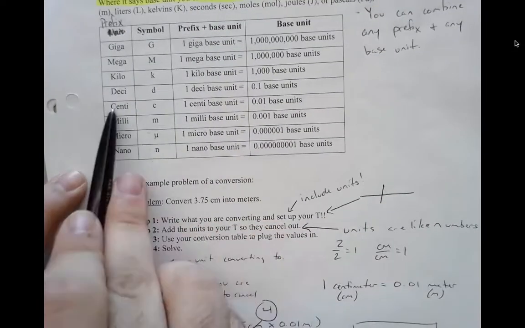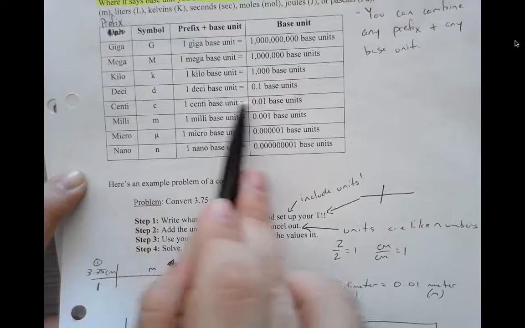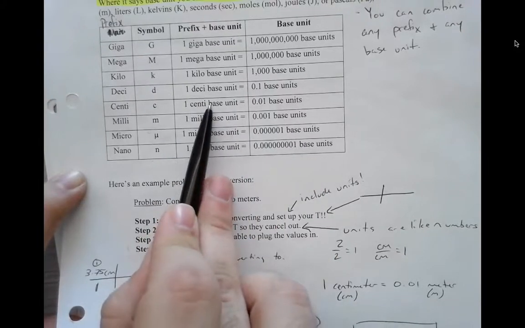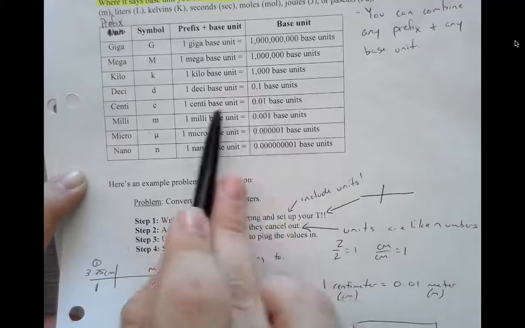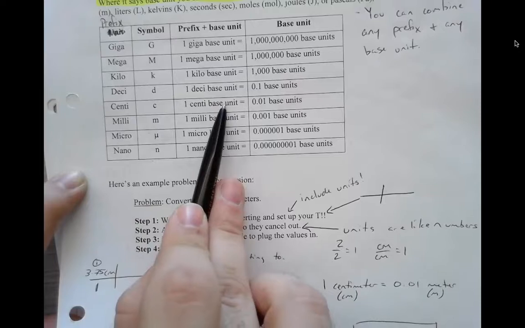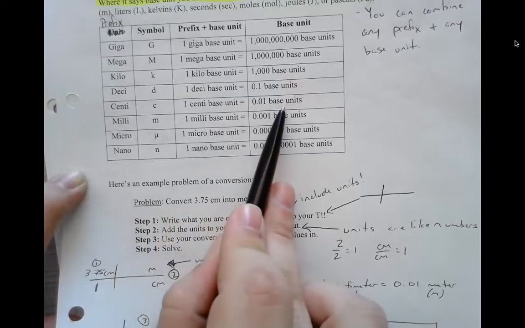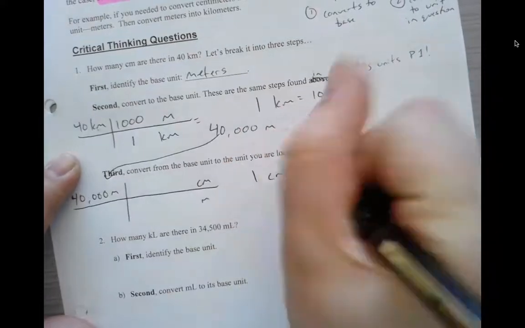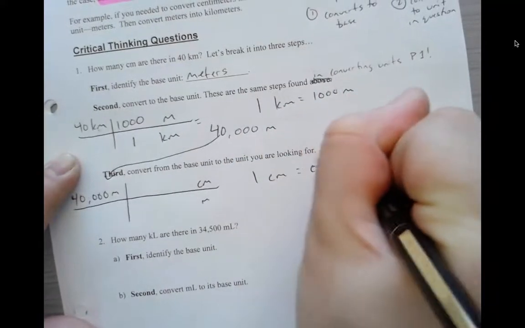Then we go back to our table to find our conversion factor. We look at the centi row. So the centi row is right here. Where it says base unit, we can put in any unit. So we can substitute in meters because that's the base unit we're working with. Then it says 1 centimeter is 0.01 meters. So then we can write that over here to help us remember. 1 centimeter, 0.01 meters.